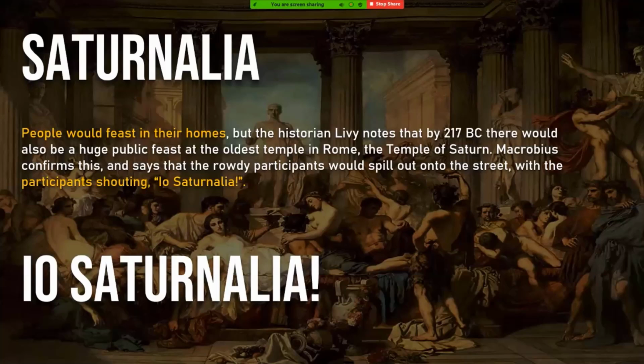Saturnalia, what did people do? Well, people would feast in their homes. But the historian Livy notes that by 217 BC, there would also be a huge public feast at the oldest temple in Rome, the Temple of Saturn. Macrobius confirms this and says that the rowdy participants would spill out onto the street shouting "Eo Saturnalia."